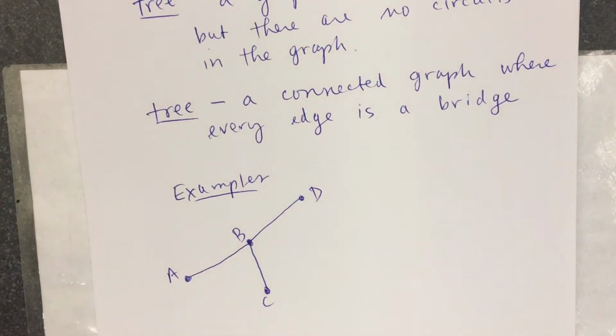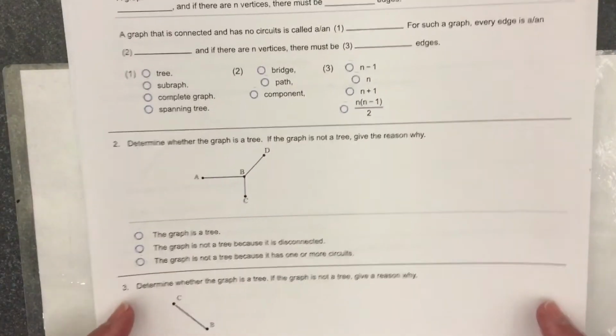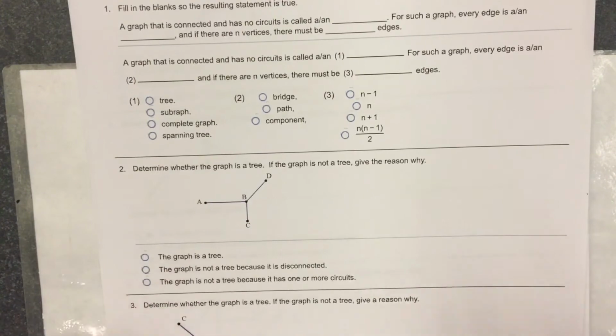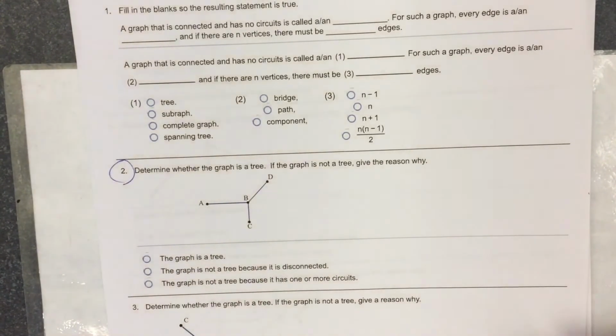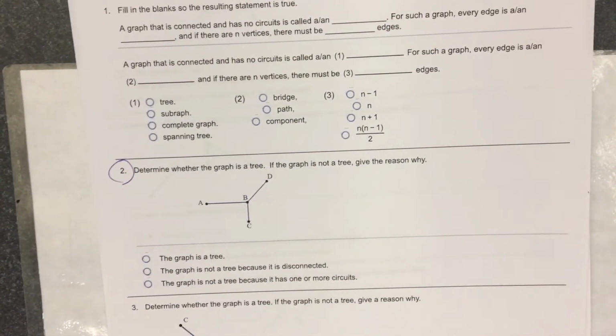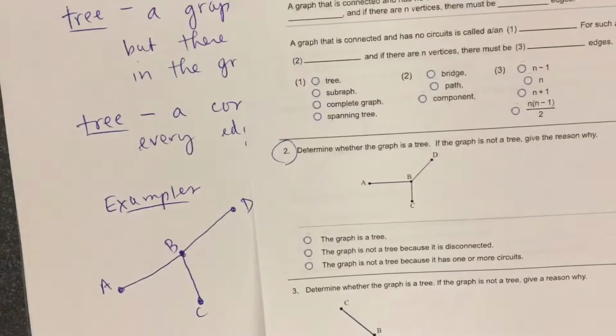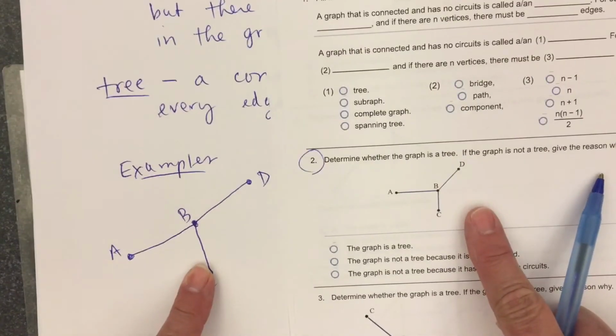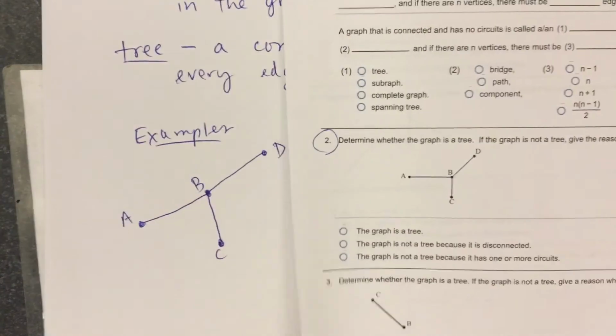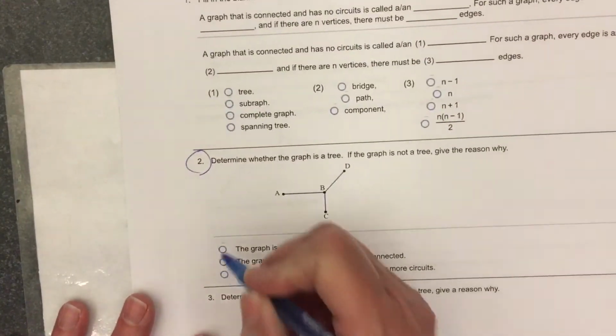On the computer, there are questions about, is this graph a tree? We'll look at a couple of these. Here's number 2 from the homework. Number 2, determine whether the graph is a tree. If the graph is not a tree, give a reason why. Well, that looks like the one I just drew. I did not intend that to be the case, but there it is. This is a tree.